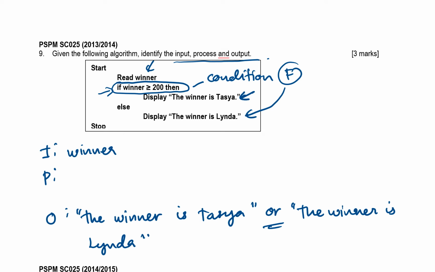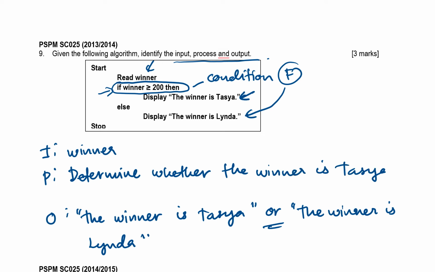And how about the process? As I told you before, if it is a selection, you start with determine. What are you going to determine? Determine whether the winner is Tasha or Linda, based on what? Based on winner. Alright, so this is the answer for question number 9.